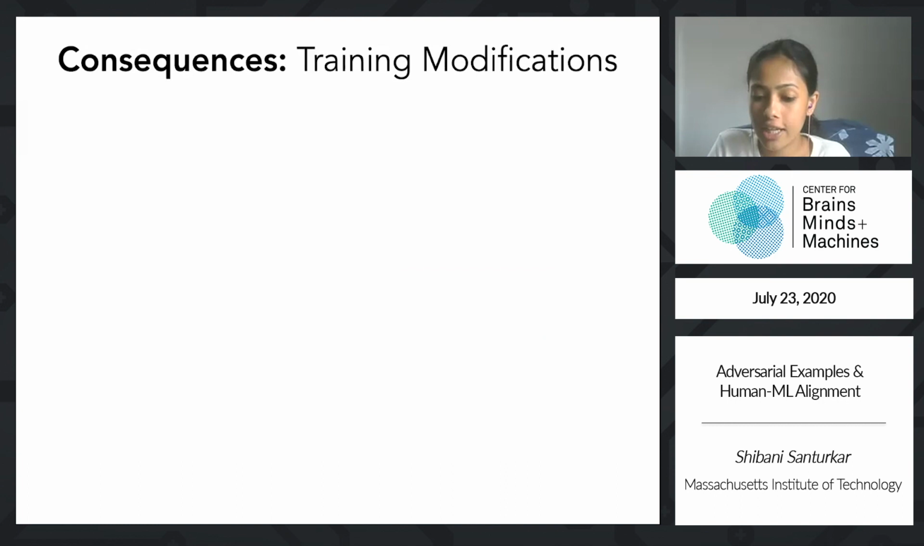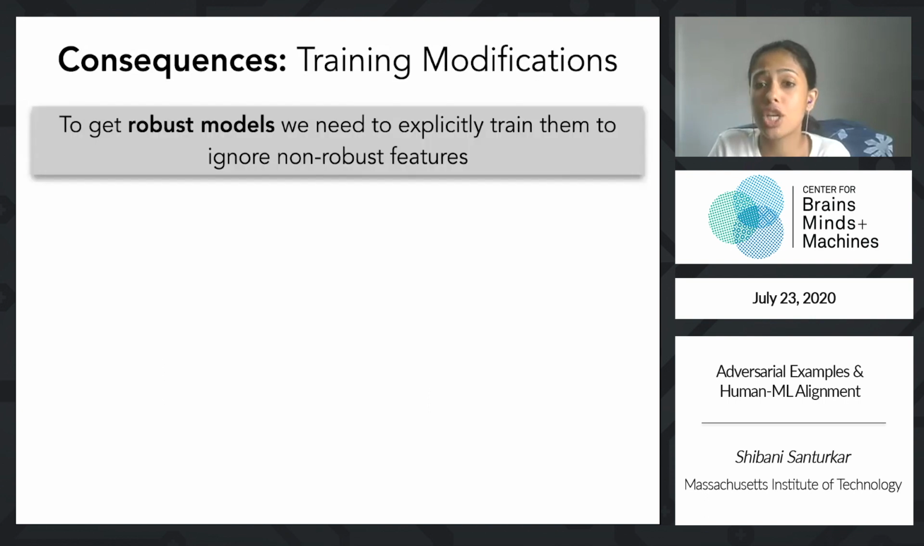Another thing this tells us is that if we care about building models that are robust, that are not fooled by adversarial examples, we actually need to change how we train our models in the first place. We can't just train our models to maximize accuracy, because then there's nothing stopping them from using non-robust features. So to get robust models, we need to explicitly disincentivize them from using non-robust features.